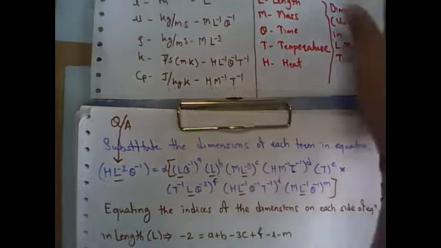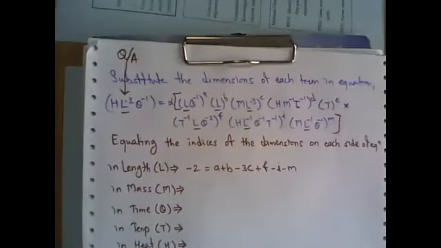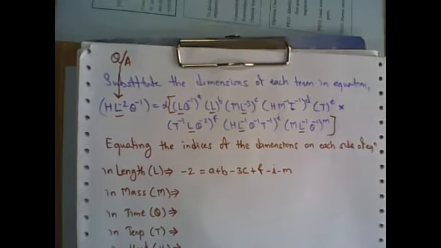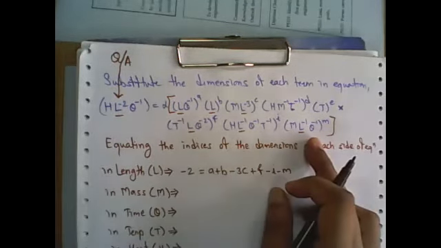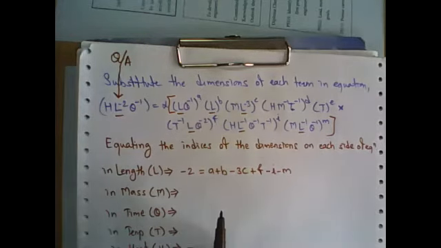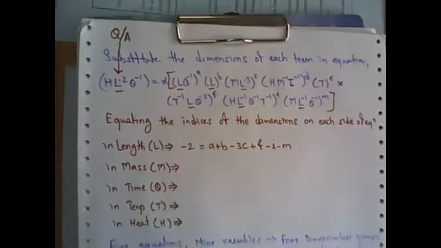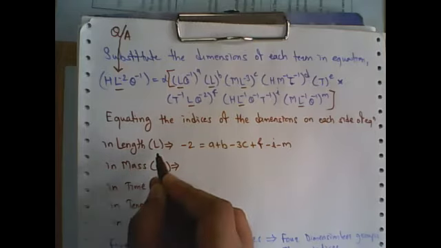So this is the next step in the dimension analysis, where I have written all these parameters in terms of L, M, theta, and th. So what is the next step? After writing all these variables in terms of L, M, theta, th, we have to separate out the indices of specific parameters. Say, for example, first is length.